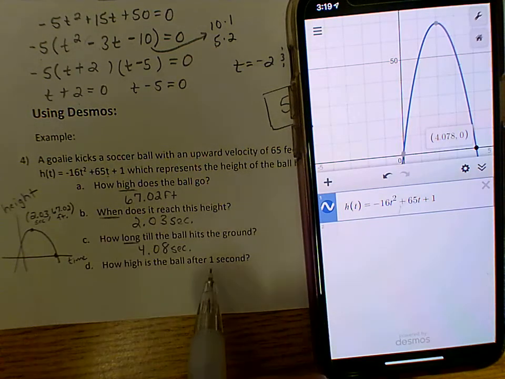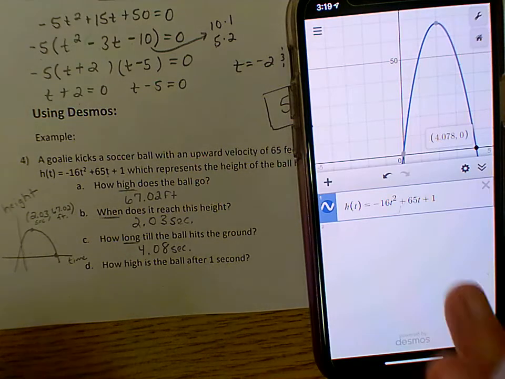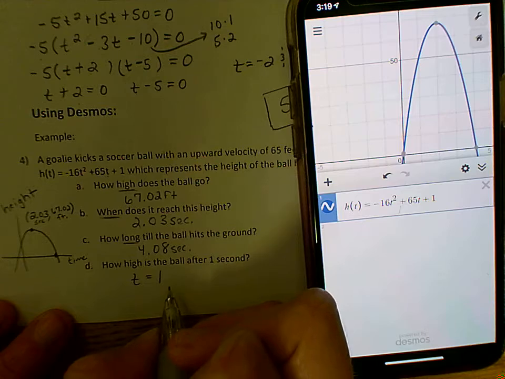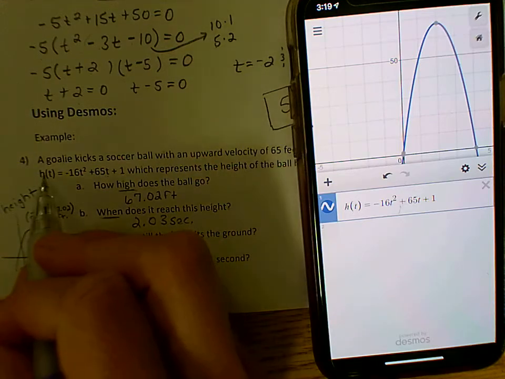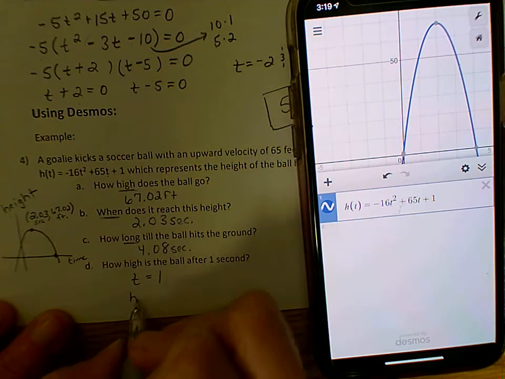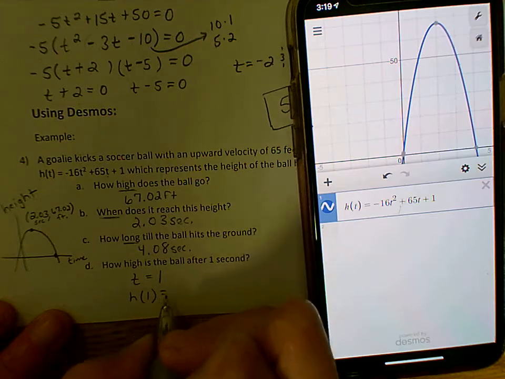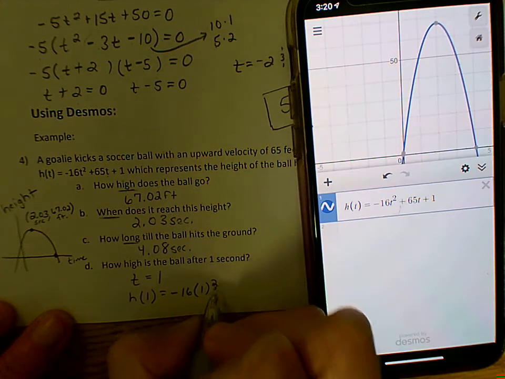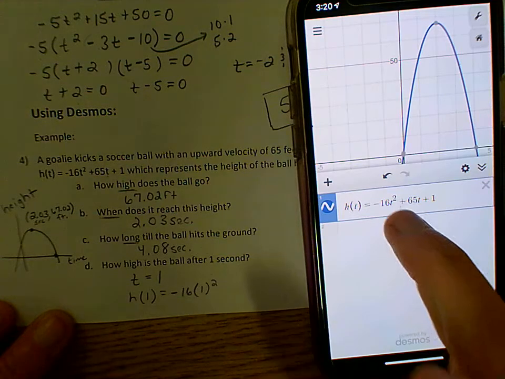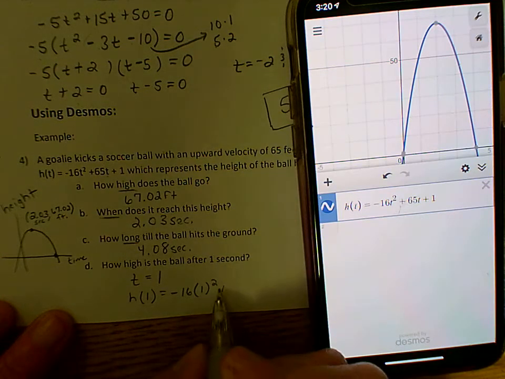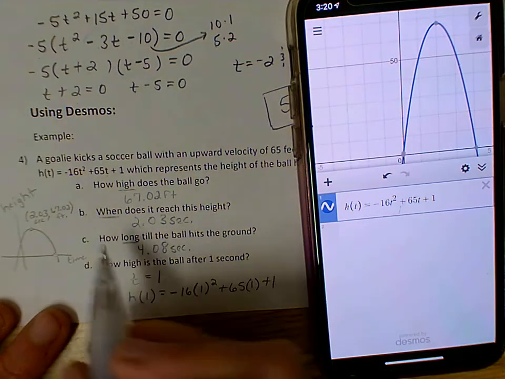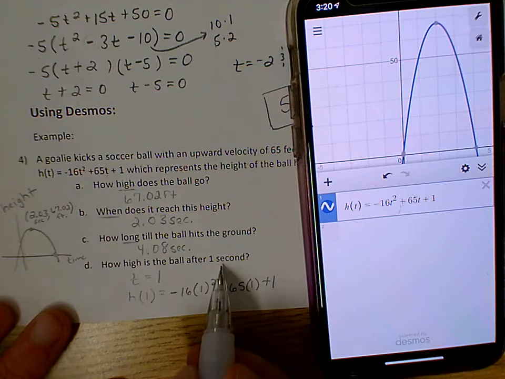And so if you're looking at how high will the ball be after 1 second, you're really looking at when the t is equal to 1, what is the height? So you can actually take your equation and plug in a 1 for your t. So you could take negative 16 times 1 squared. So notice I'm plugging in a 1. And then plus 65 times 1 plus 1. So you could just take your equation and plug in the 1 because that's your x value.